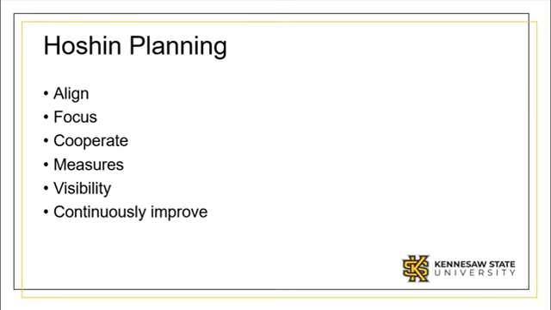Hoshin Planning helps us align goals, focus on the vital gaps, cooperate with others to close gaps, defines methods and measures to achieve the strategic goals, makes local plans visible, and continuously improve the planning process. Like other processes, Hoshin Planning requires a deep managerial commitment to not only the results, but also the methods needed to achieve the results.